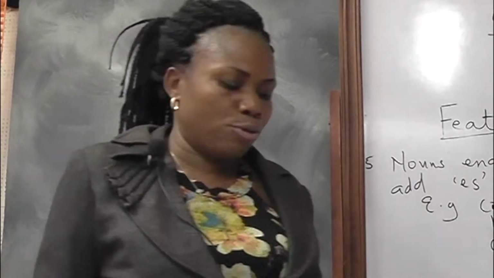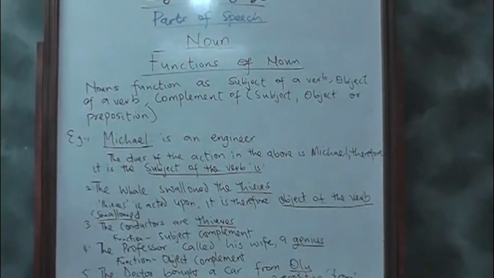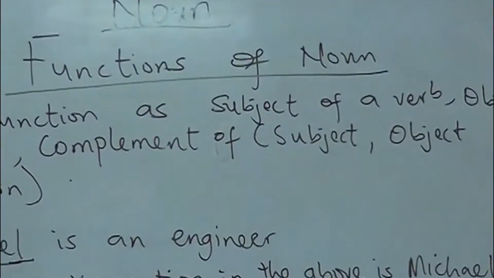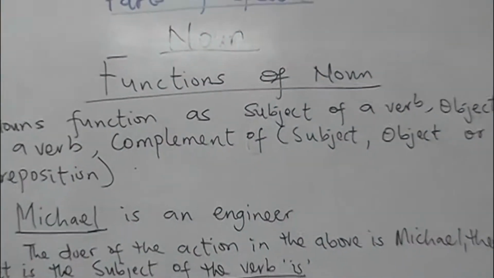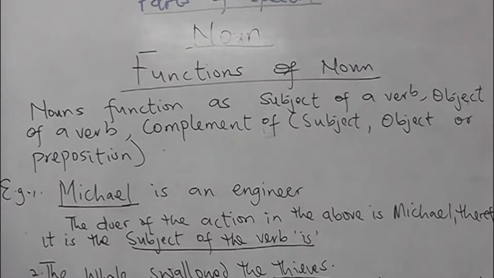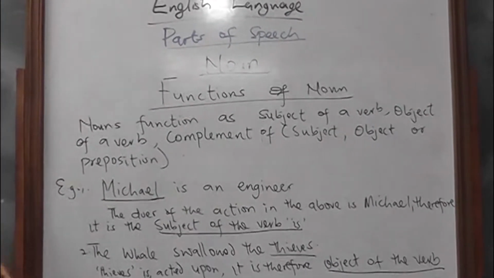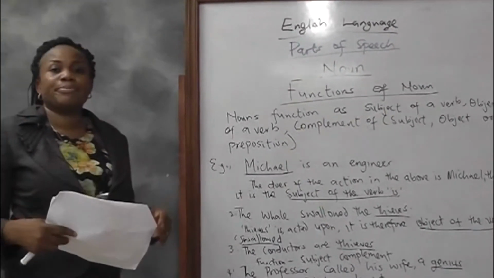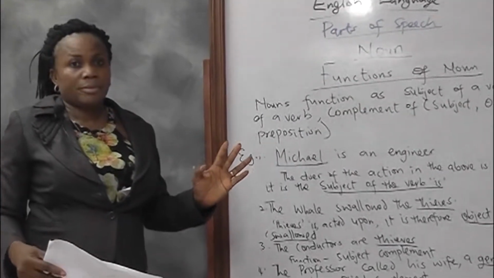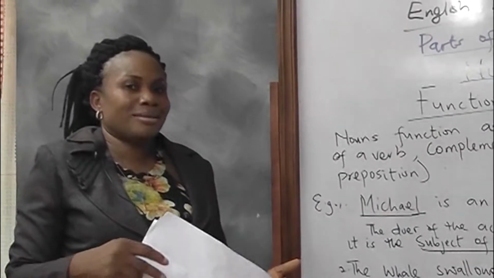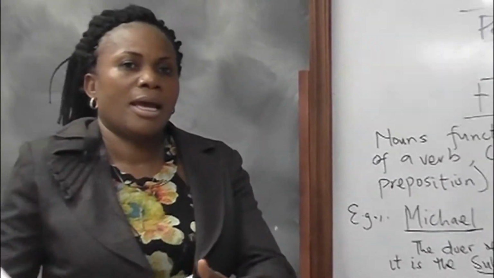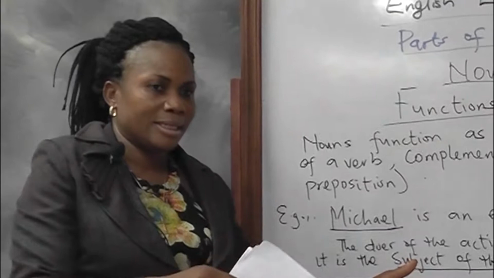I think that's all I have for you on features of noun. Now let's consider the functions of noun. Please, I want us to really concentrate and listen, because this will build the foundation of the grammatical names and functions that we need to know as part of the criteria for passing the English language. Now I have three major functions. It functions as the subject, as the object, and as the complement.